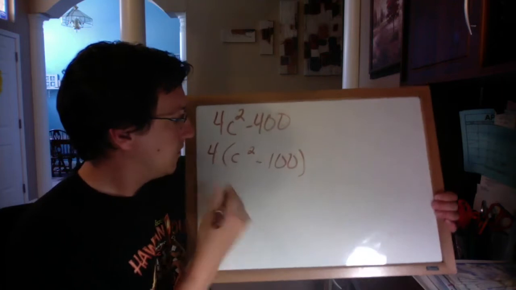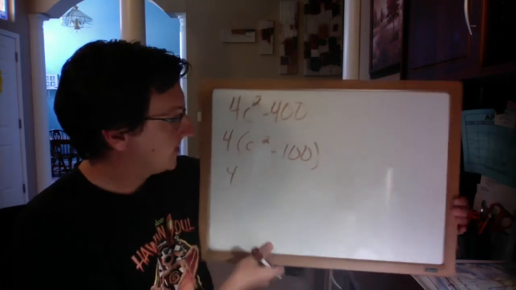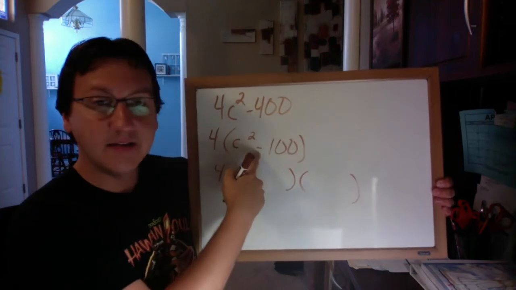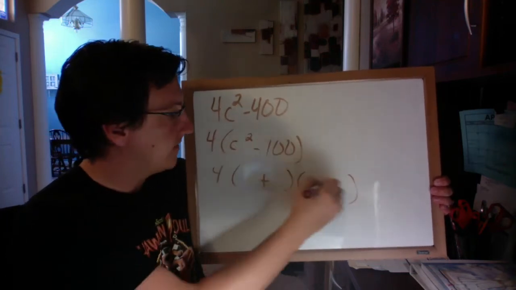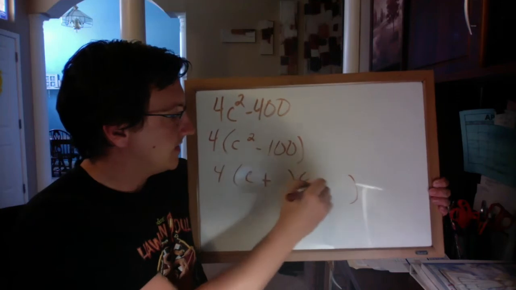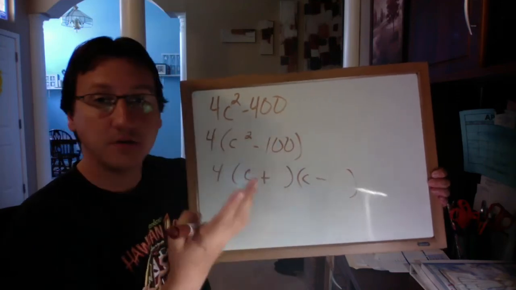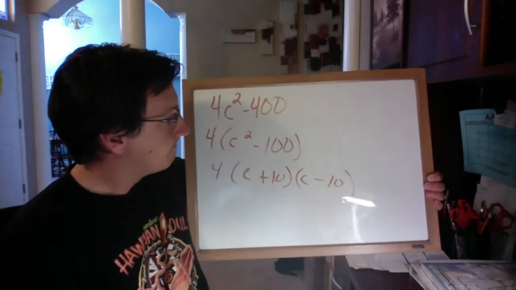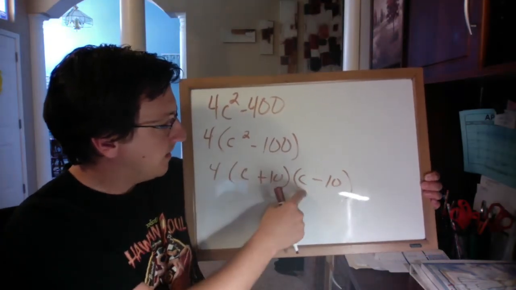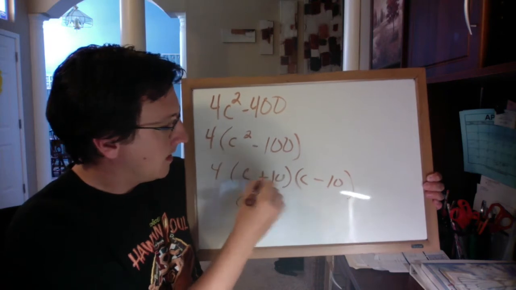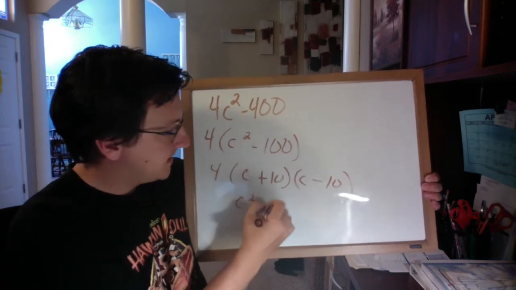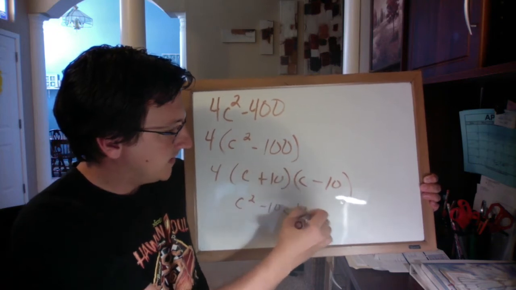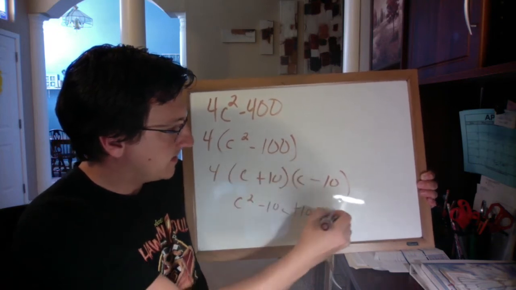All right, so put my 4 out here again, always carry that down, break out my parentheses. Remember, it's a negative, so positive times a negative, c squared, that will leave me with c and c, and then I'm gonna go straight for the 10 times 10 and see what that does for me. C times c is c squared. C times negative 10 is negative 10c. 10 times c is positive 10c, and then 10 times negative 10 is negative 100.